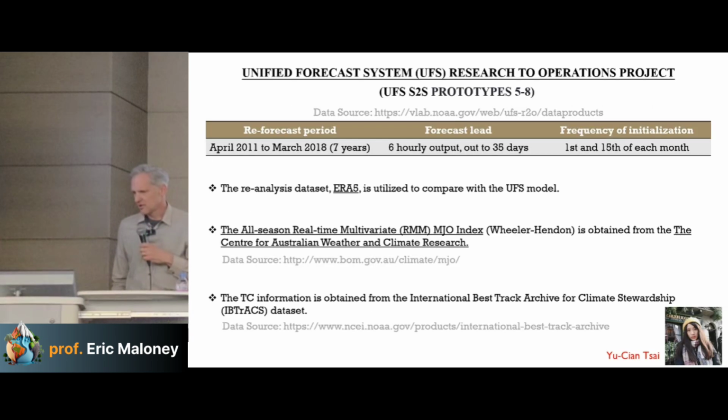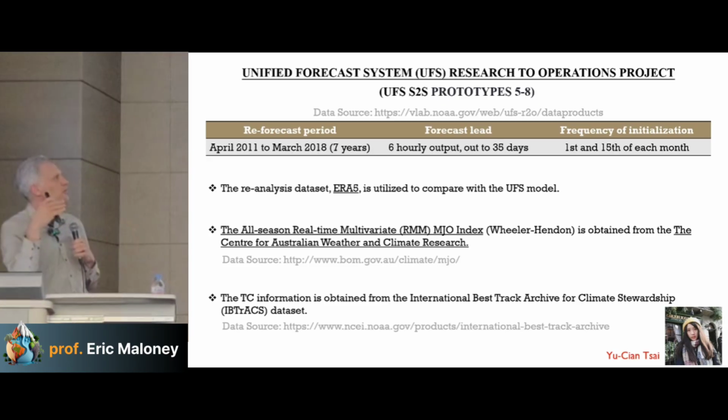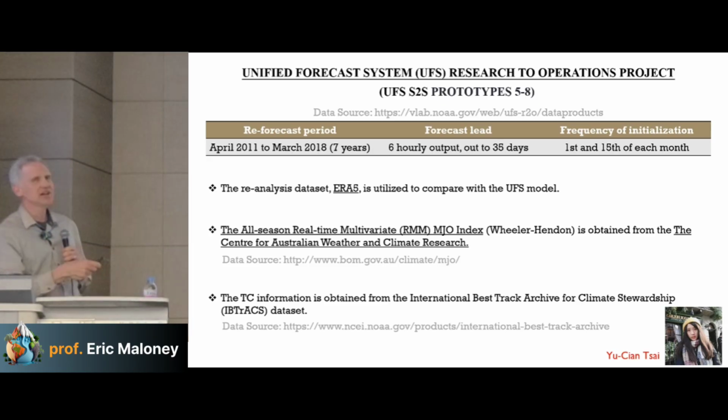All right, so first of all, I'm not going to read through all these words, but let's look at this traditional weather forecasting model put out by NOAA. And this is a study that Yu-Chen Tsai, one of my students, has led. And I only wanted to point out here that we're looking at forecast data from April of 2011 to March of 2018. So 7 years of forecast data where we initialize the model on the 1st and 15th of each month and then look at the model's ability to simulate tropical cyclone conditions out into the future.